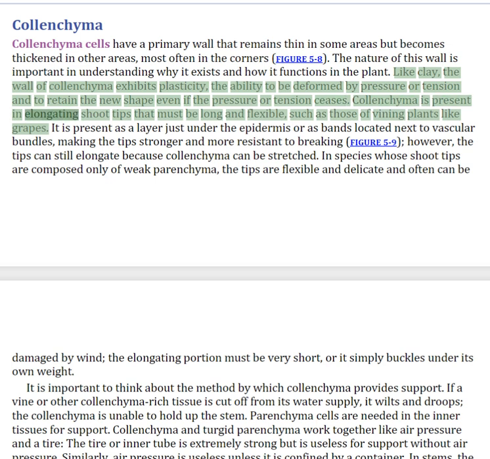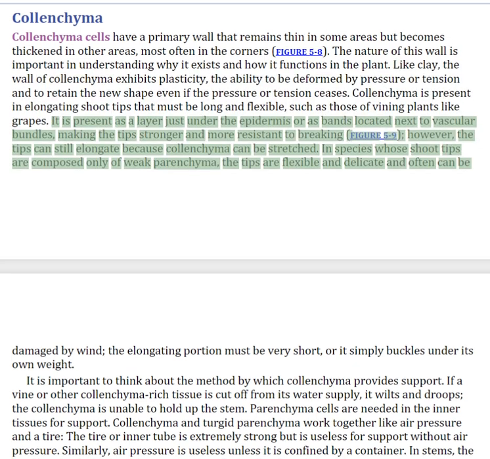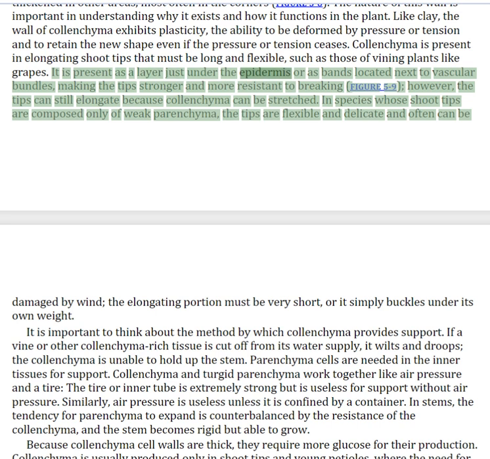Collenchyma is present in elongating shoot tips that must be long and flexible, such as those of vining plants like grapes. It is present as a layer just under the epidermis or as bands located next to vascular bundles, making the tips stronger and more resistant to breaking. However, the tips can still elongate because collenchyma can be stretched.